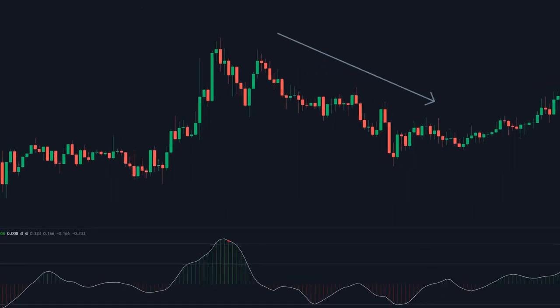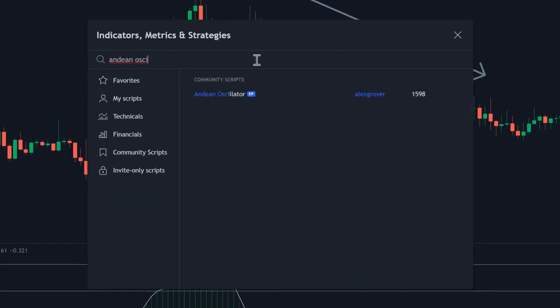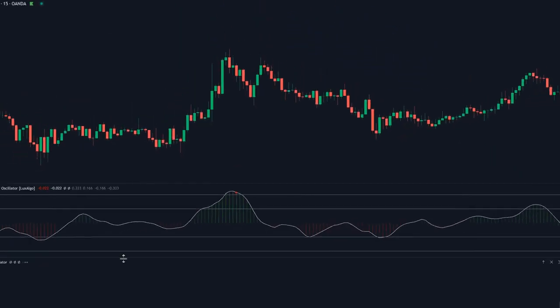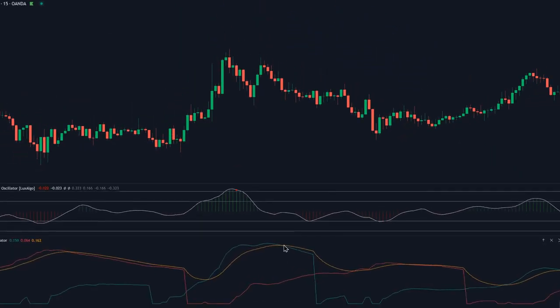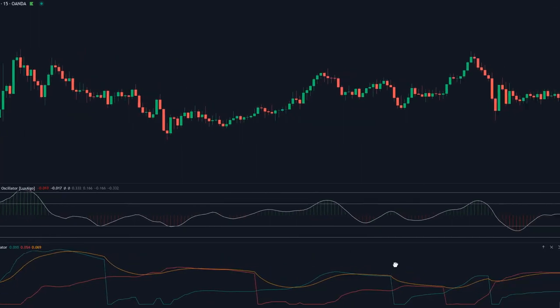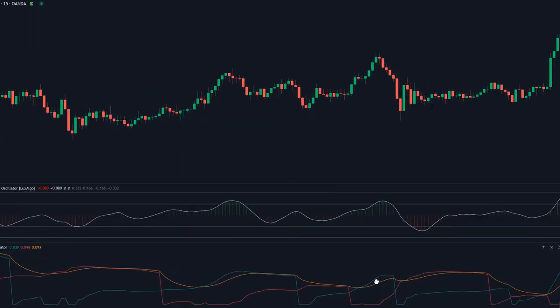Now, to craft a simple strategy using this indicator, we need to add one more trading tool to the chart. Open the indicator search tab and type in Andean Oscillator, and you're gonna select this one created by Alex Grover. Now, the default settings for this strategy are gonna work fine, so we're not gonna change anything. We're gonna use the Andean oscillator as our overall momentum confirmation indicator. To know exactly what this means, let's go over the entry conditions.